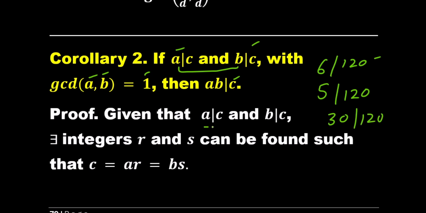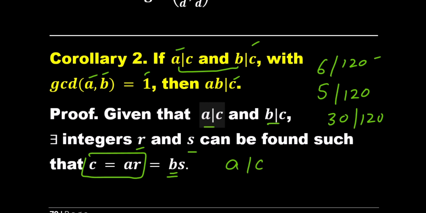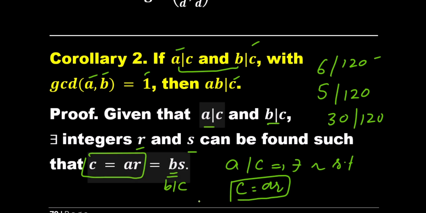Given that a divides c and b divides c, it means there exist integers r and s such that c is equal to a into r and c is equal to b into s. This is the definition of divisibility. When you say a divides c, it implies there exists an integer r such that you can write c is equal to a into r. Similarly, when you say b divides c, you can find another integer s such that c can be written as b into s. So in both cases, ar equal to bs is equal to c.